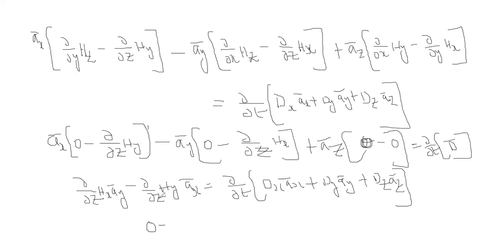0 minus ∂/∂z of Hy, and this is in the ax bar direction, is equal to, now the ay bar direction is not there, and az bar is also not there, so you can equate the term in the right hand side, ∂/∂t of Dx. So we compare ax bar and ax bar.